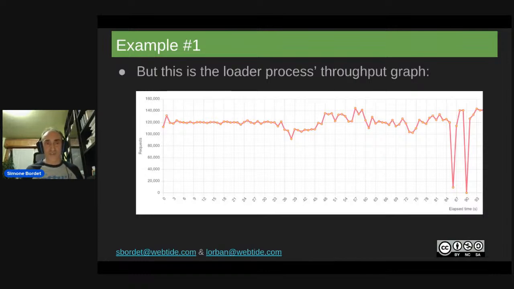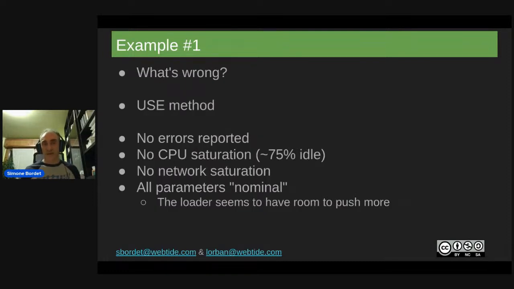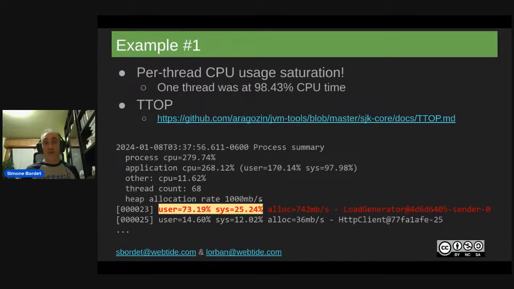Well, we switched to a different approach, because as you can see, these numbers are not saturation numbers. These are usage numbers, averaged over time. So we again used the USE method. As I said before, we saw no errors, no CPU saturation, no network saturation, nothing. It seemed to be okay. But then we figured out, by using another tool called TTOP, thread top, that the thread that was sending requests was spinning at 120K requests per second. That thread was fundamentally always spinning around, and maybe over time pausing a little bit.